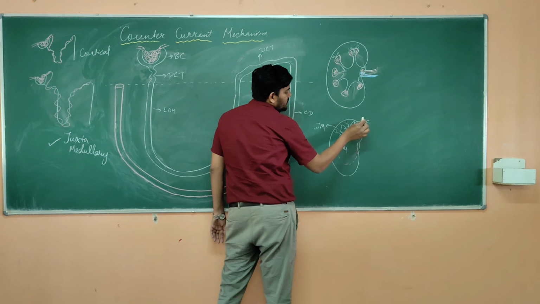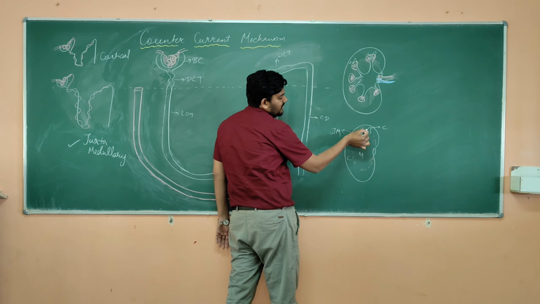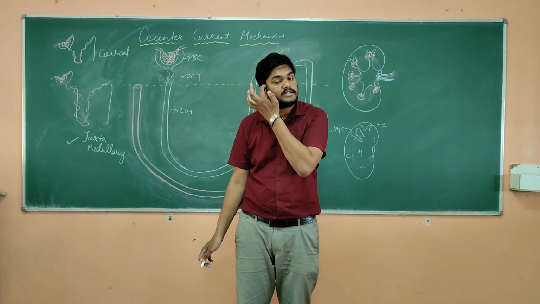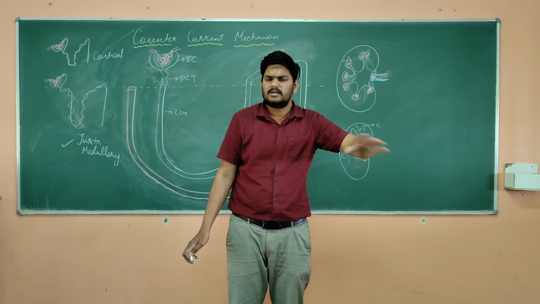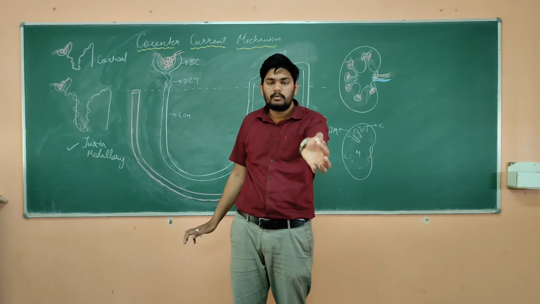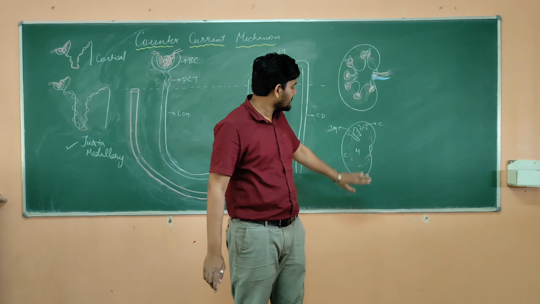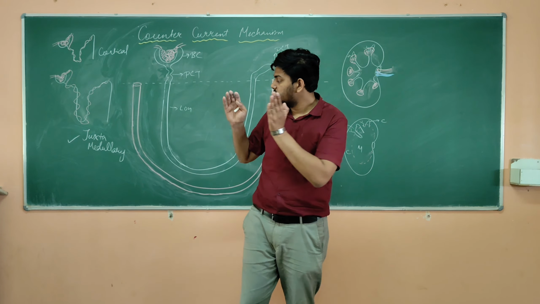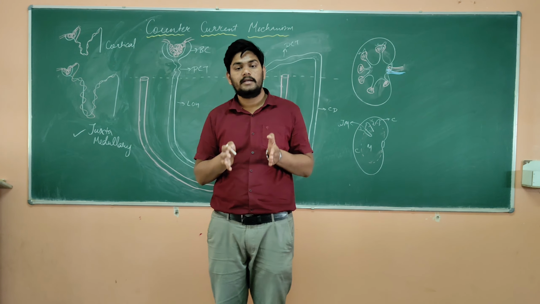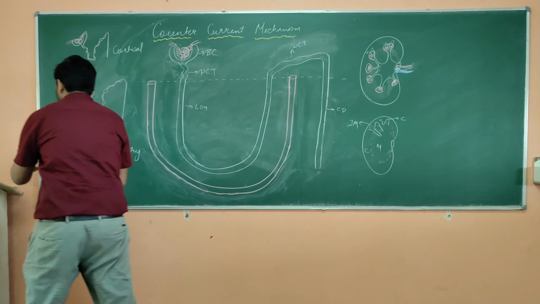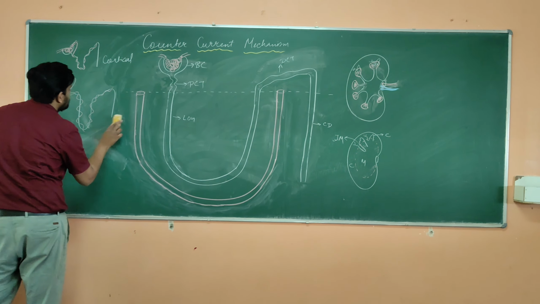And this one is your cortical. You can see a very small amount of loop of Henle is entering the medulla, or you can say none. So the major nephrons in the kidney, 85%, are cortical, but still they will not be involved in the countercurrent mechanism. The only reason is that the loop of Henle is short and the vasa recta is absent in the cortical. It is only present in the juxtamedullary. That is why the juxtamedullary nephron participates in the countercurrent mechanism. Now what is the next thing for us? I hope all of you understood this much.